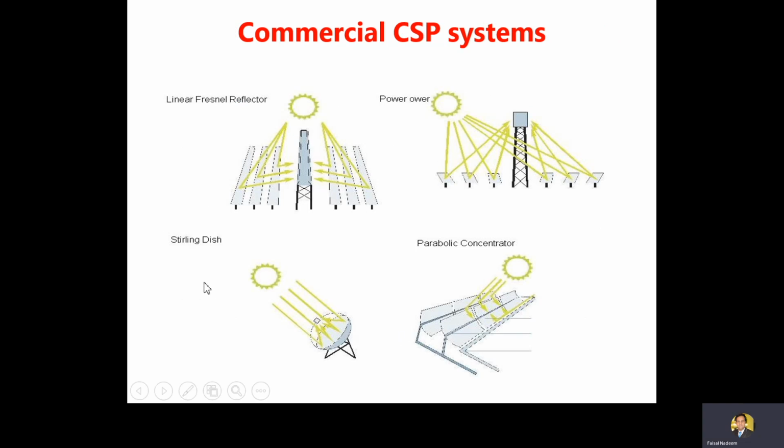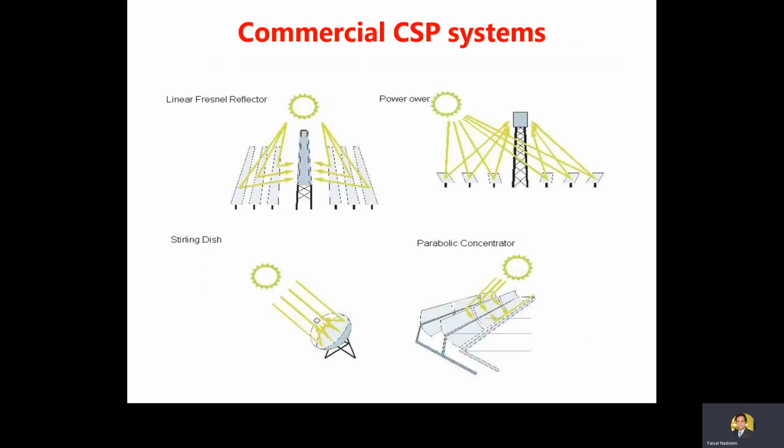These are the four different commercial concentrated solar power technologies for solar thermal type. And one is the concentrated PV, and that is actually the part for the photovoltaic type. So this is for the solar thermal type of commercial concentrated solar power technology. One is the linear Fresnel reflector. The other one is known as the power tower. This is the dish engine or the Stirling dish, and this is the parabolic trough collector. We will discuss each of them in detail in the upcoming slides.